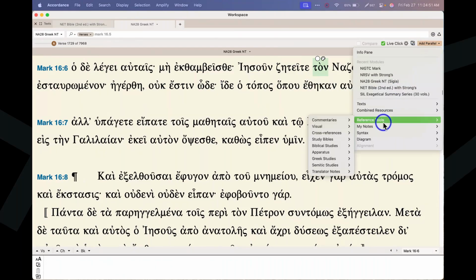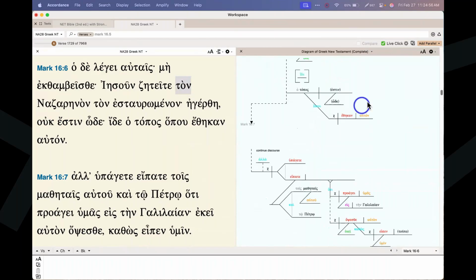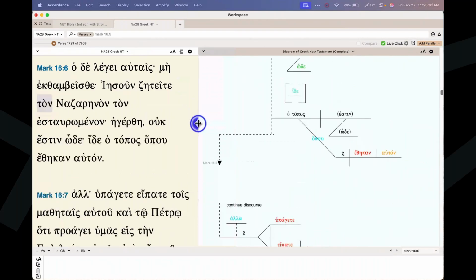I'm just going to open up the diagrams to show that this last clause is a verbless one. And there could be any number of reasons for that. It could just be stylistic. It could also be that Mark, in his fast-moving narrative, wants to keep that feel. Maybe there's a breathlessness. Well, there is a breathlessness to this whole thing, and maybe that comes out with a verbless clause. That may be overreading it, but at any rate, we've got ho topos, hopou ethekan auton. So the place where they laid him, but implied here is this is the place where they laid him, or here is the place where they laid him.